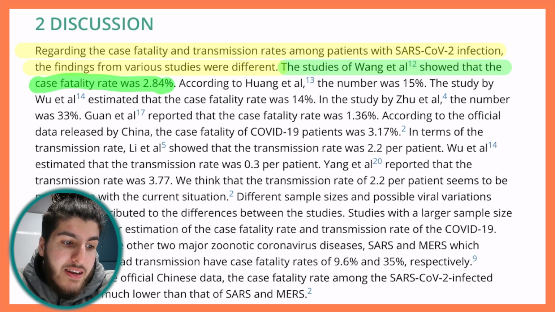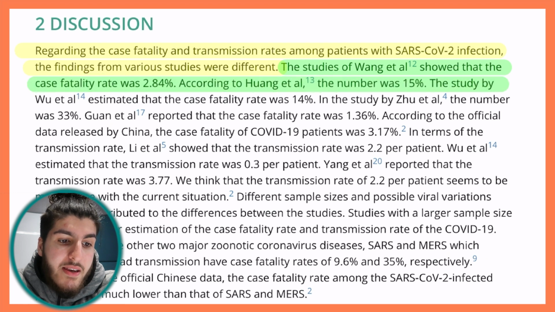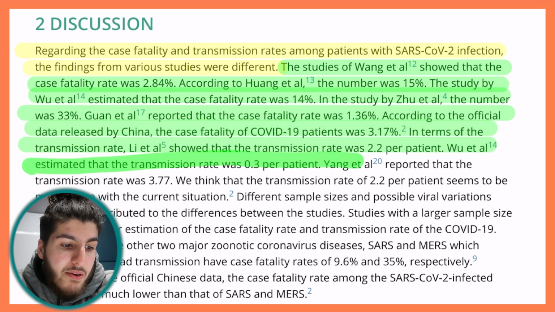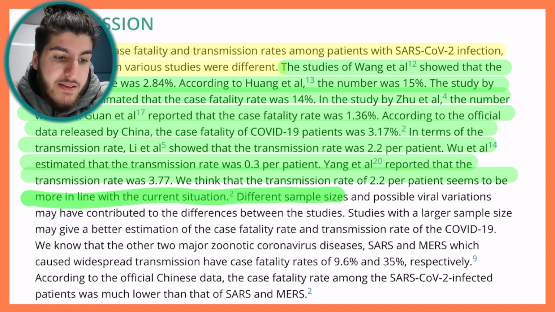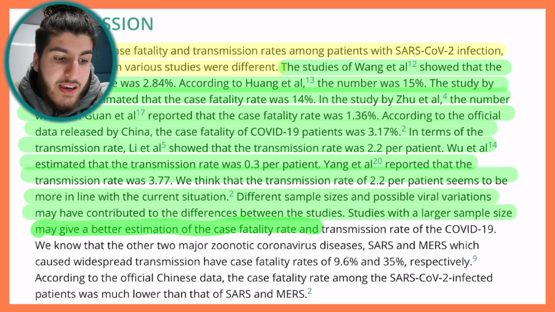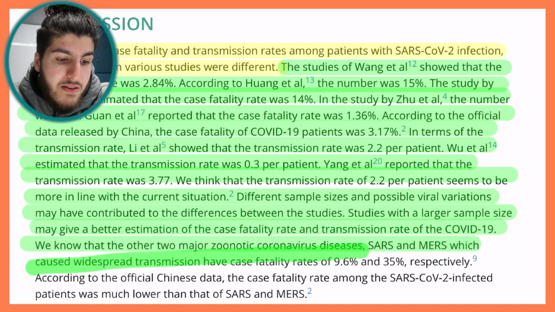That's evidence, fatality was this, according to him and him. This right here is all the evidence that they have broken down. So the yellow is the introduction, the green is the main block, the actual evidence and the critical analysis. And then it says different sample size and possible viral variations may have contributed to the differences, etc. So here they're now actually explaining the evidence, they're analyzing the evidence. That's what you need to know.